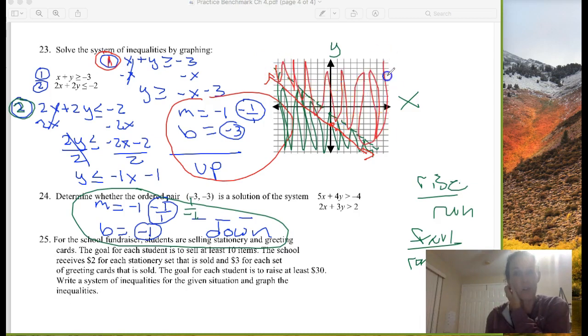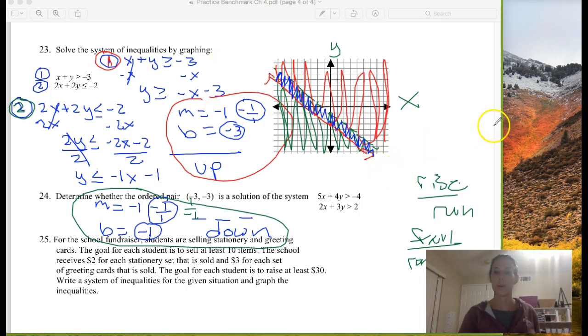Their solution is where they cross. So my solution will actually be here in blue. It's the red line all the way to the dotted green line. Where they cross is my solution. And that is how you do number 23.